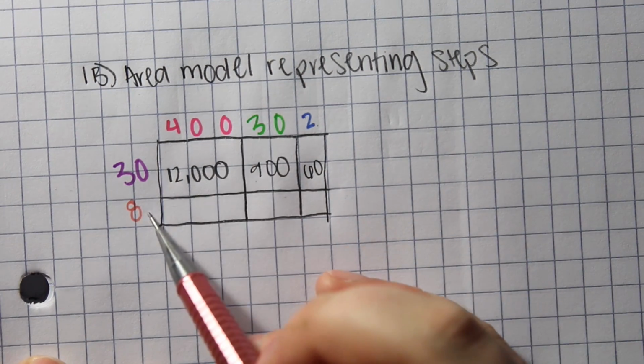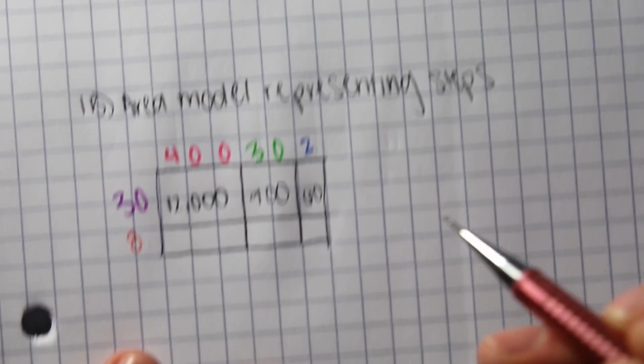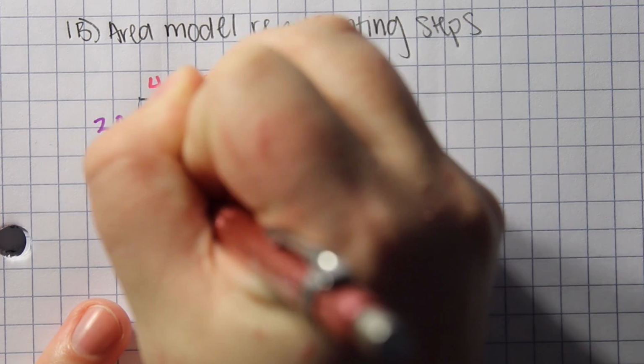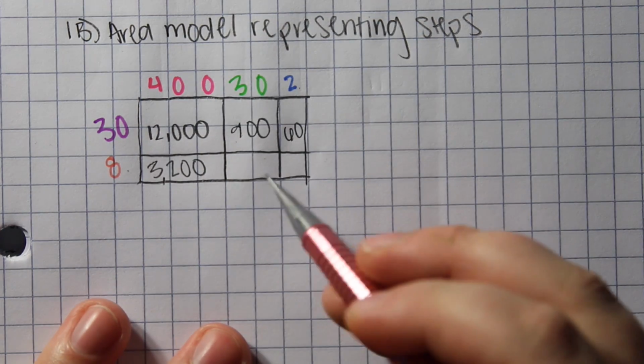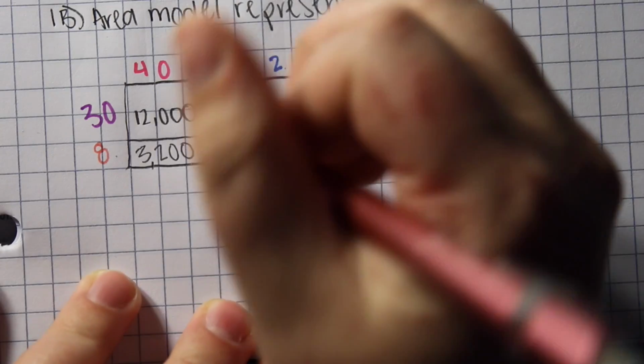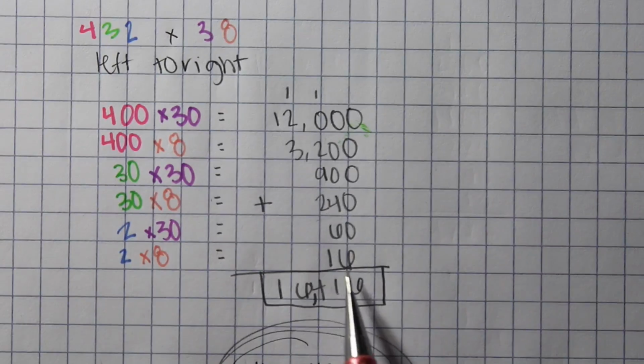And moving on to the ones value from 38, we're doing 400 times 8 equals 3,200, putting that in the corresponding box. And then 30 times 8 is 240, which we found previously before. And then finally, 8 times 2 is 16.